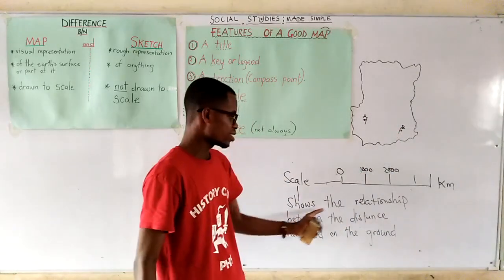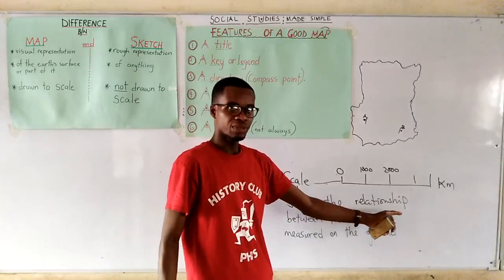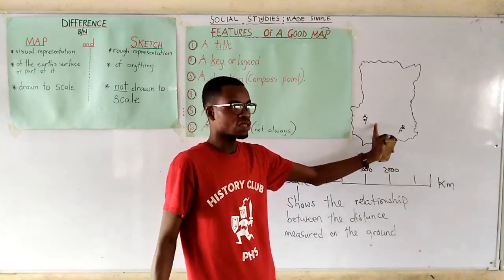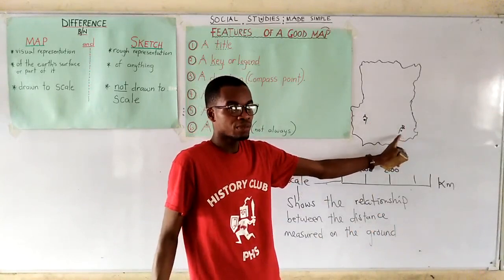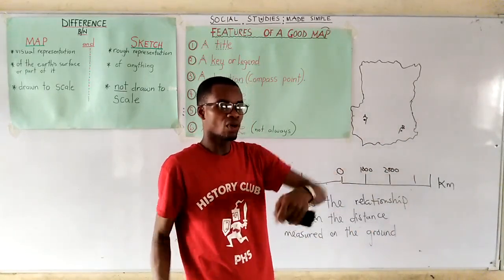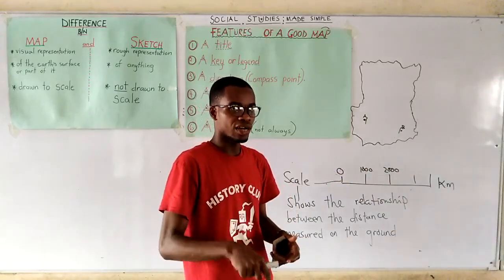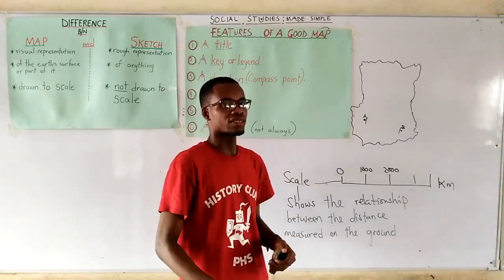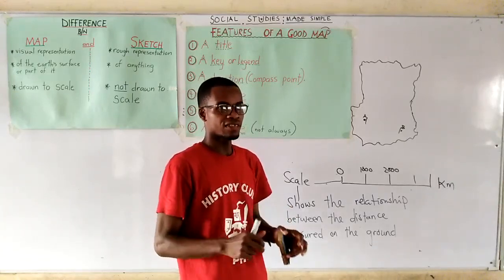So the scale is the relationship. It shows the relationship between the distance you have on a map between the 2 points, and the distance that you have on the actual ground, or the actual distance, or the ground distance. That's the definition of a scale.